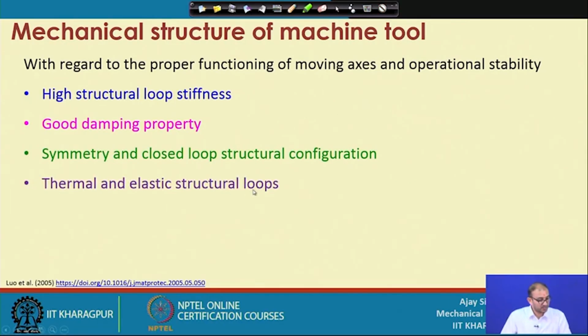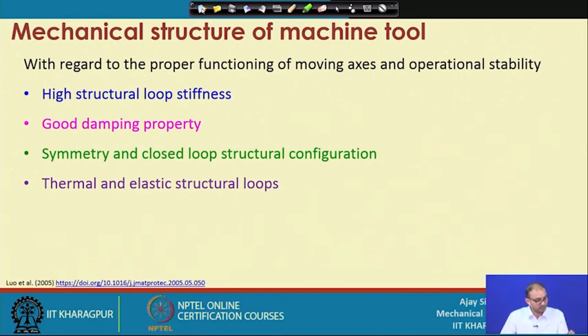Thermal and elastic structural loops. We know the elasticity, that means when you apply the load, your structure will deform, but when you remove the load, again it comes to its original position. So, thermal and elastic loops are also important, because when you apply the force, it may deform, but your machine tool is intelligent enough, by using some sensors, to understand whatever elastic deformation is there, and it will compensate with the tool.